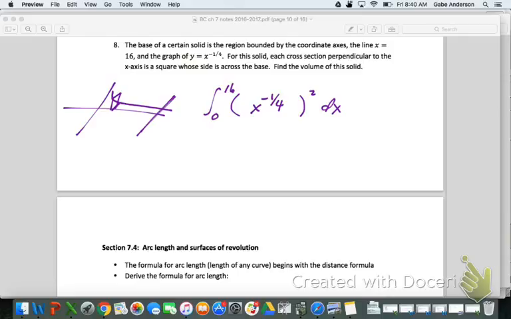So here's what you'd have to do. Limit as x goes to 0 from the right. Not x, let's go b. Limit as b goes to 0 from the right, integral from b to 16 of x to the negative 1/4 quantity squared dx. So my point is this, that it is very possible to mix improper integrals with something along these lines. So be aware that that could be a thing.